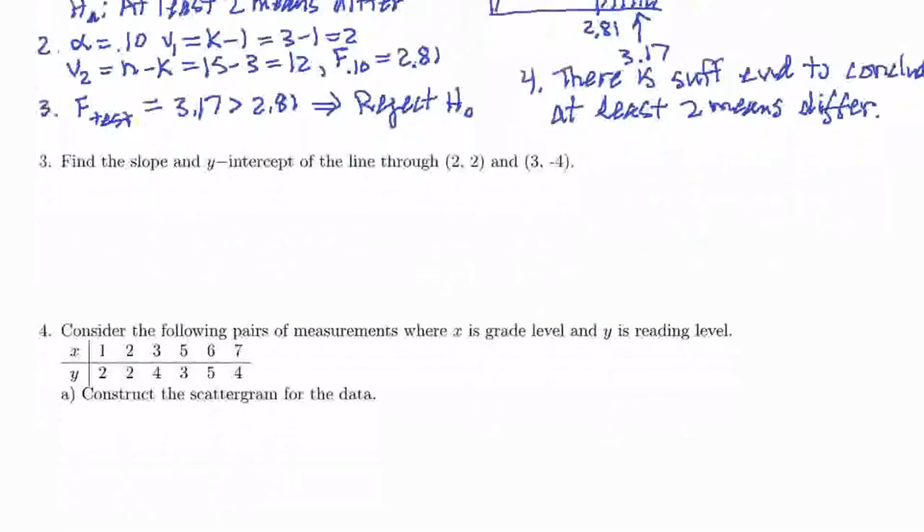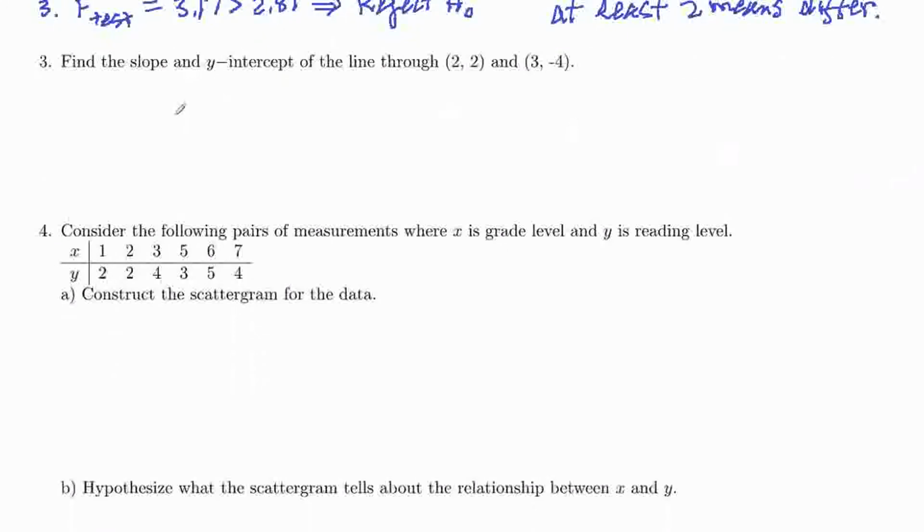And then in the last part of this unit, we looked at linear regression. So the first questions here, a little bit of review. Find the slope and y-intercept for the line that goes through these 2 points. So you would label x1, y1 and x2, y2. So your slope here is going to be y2 minus y1, negative 4 minus 2, over x2 minus x1, 3 minus 2, which is negative 6 over 1, negative 6.